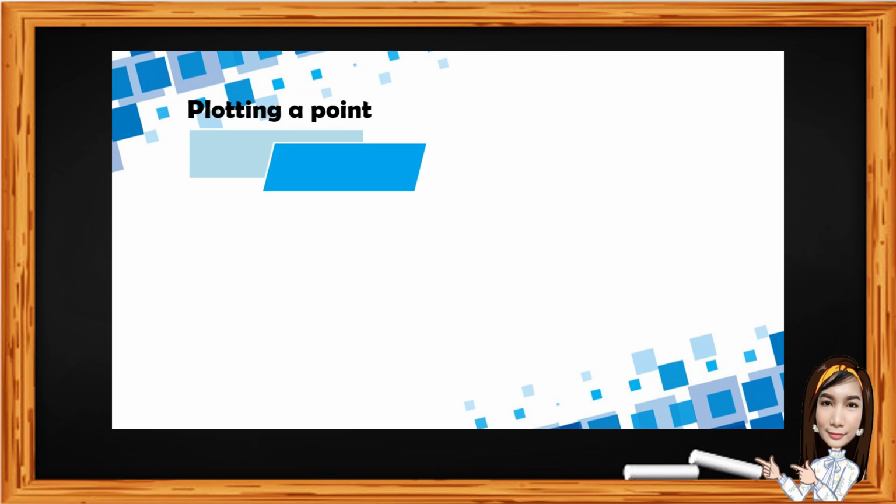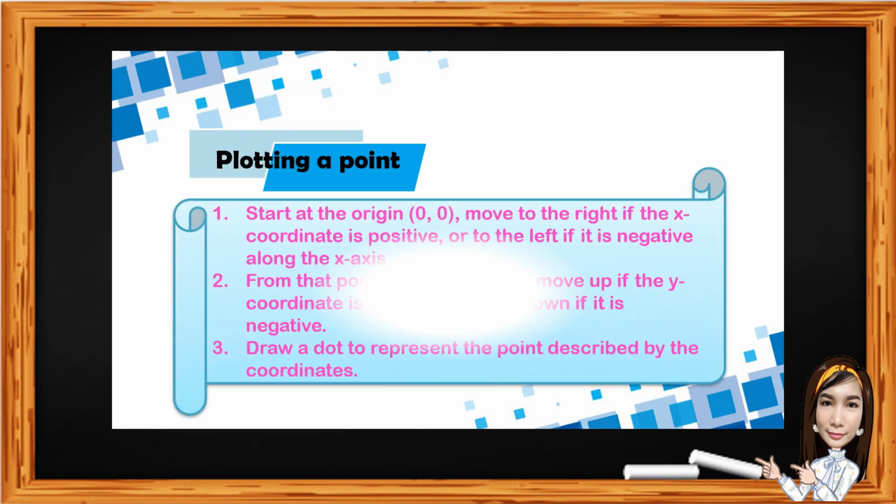Now let's have plotting a point. Here are the steps that we need to consider. First, start at the origin (0, 0), move to the right if the x-coordinate is positive or to the left if it is negative along the x-axis. Second, from that position on the x-axis, move up if the y-coordinate is positive or move down if it is negative. Third, draw a dot to represent the point described by the coordinates.